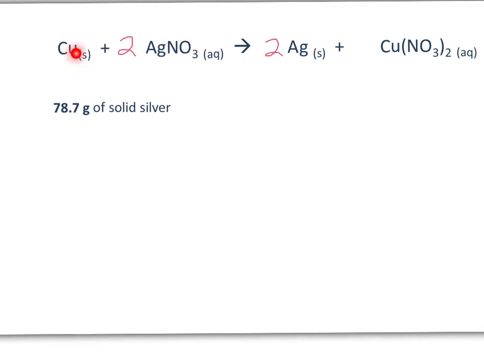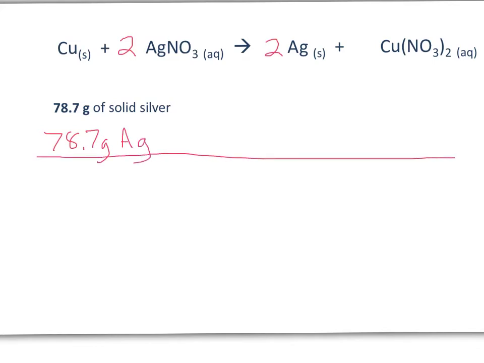Copper is 1 on both sides. So this is the balanced chemical equation. Next, write down the given information. If our given information is 78.7 grams of silver, we will have 4 steps. The next will be to look up the molar mass of silver on the periodic table, and that would be the amount of 1 mole of silver.